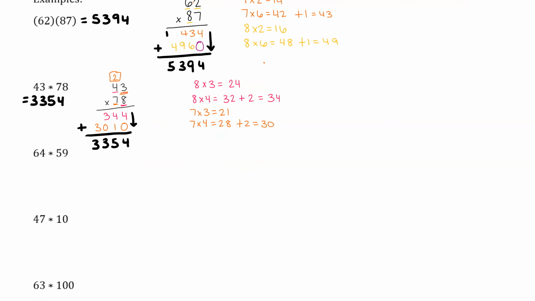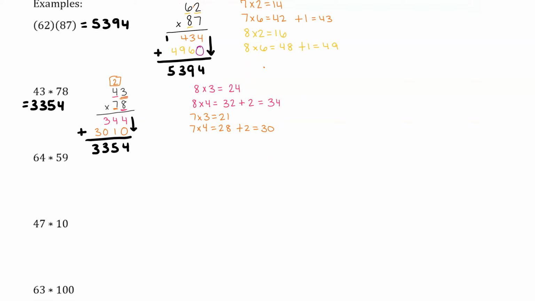Okay, let's try another one. 64 times 59. So 9 times 4 makes 36. 6 comes down, 3 goes up. 9 times 6 makes 54, but then we need to add 3 to make 57.